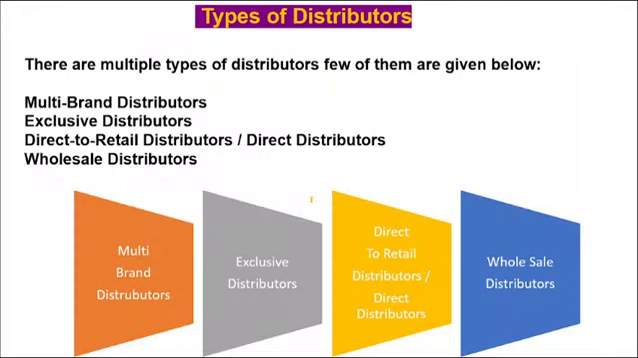distributors. Okay, let's see the types of distribution. How many types of distributions do we have? We have multi-brand distributors, exclusive distributors, direct to retailer or direct distributors, and wholesale distributors, those who directly give the product to the wholesale. Multi-brand means these distributors have multiple brands' products. Exclusive distributors have only one company or one brand's products.